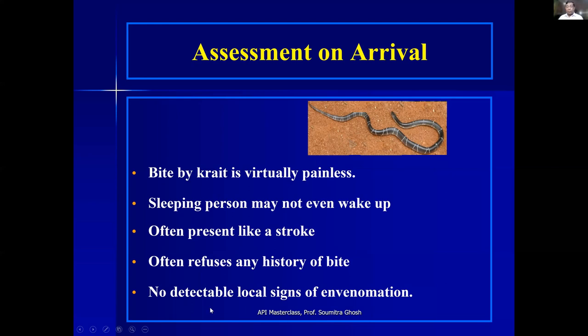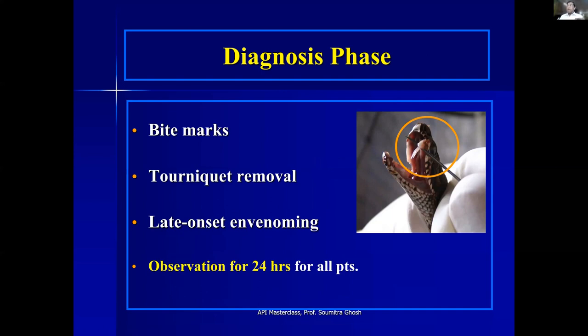And no detectable local signs of envenomation may be seen because there is no local swelling. They often refuse the history if the doctor asks. And here is the importance of this protocol and a systematic approach by the doctor. So bite marks may not be very important because often there may be a single prick, there may be multiple pricks because of multiple bites, because the snake is also affected while biting. And tourniquet removal is very important. Sometimes they erroneously put on a tourniquet before they come to the hospital. And if we remove this tourniquet immediately in a single go, then the venom stuck in the lymphatics may go into the systemic circulation and that may precipitate hypotension, shock, and many other complications.